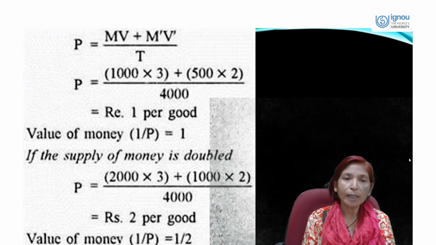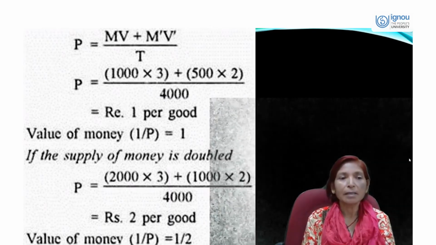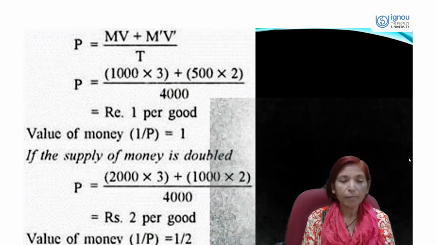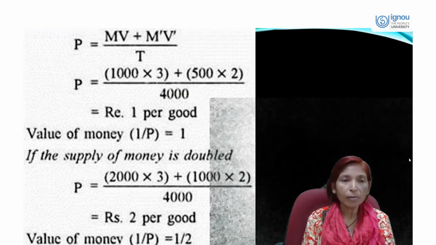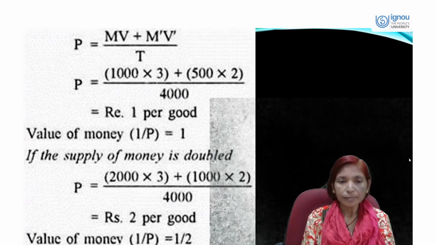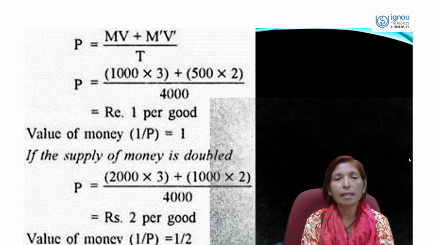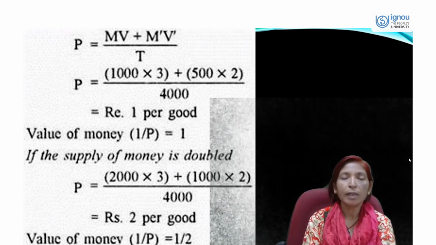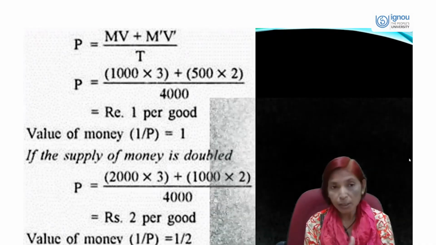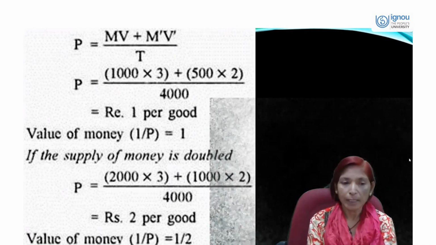Value of money, how can you calculate it? 1 upon P. First time when the price is 1, then the value of money was also 1. But if the price is 2, then the value of money will be half, 1 upon 2. So if money supply increases, price increases, and value of money will fall. So this is the main conclusion of this theory, Fisher's quantity theory of money.